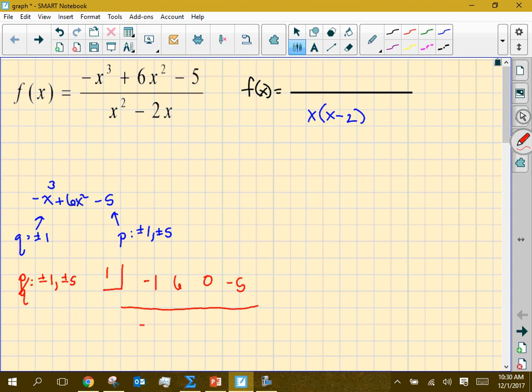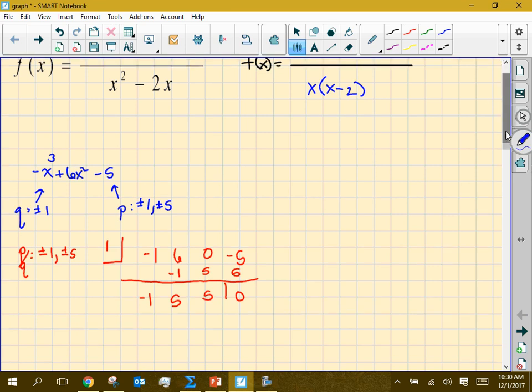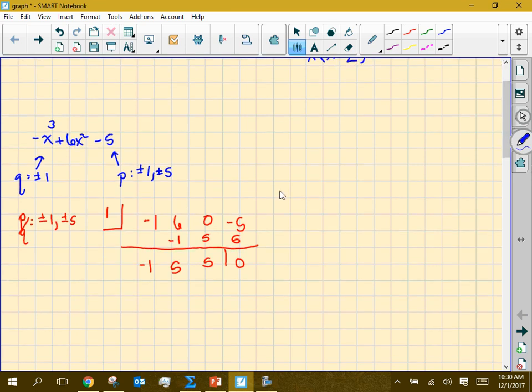I'm going to bring down my negative 1. Gives me negative 1 there. It gives me 5, 5, 5, and that's really nice. It gave me 0. So I do have a 0 here. This thing does eventually factor to at least, right now, x minus 1, and then this will be negative x squared plus 5x plus 5.